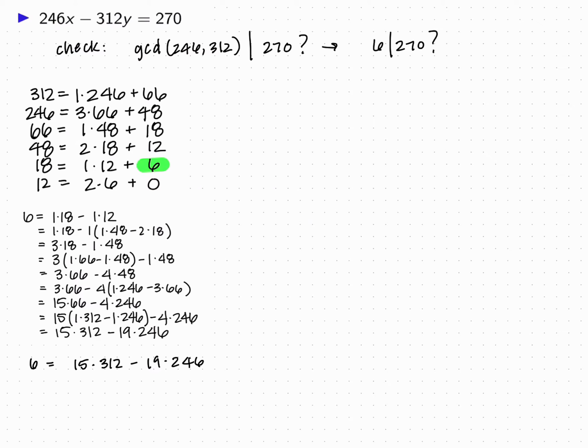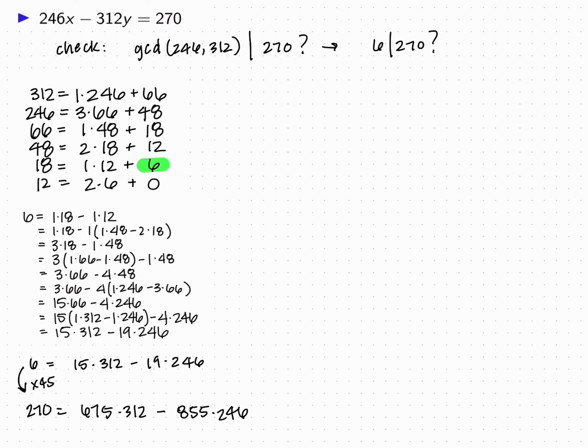But I don't want 6 to be a linear combination of 246 and 312. I would like for 270 to be, which means I need to multiply everything by 45 so I can get to that 270. So 270 equals, I'm going to multiply by 45. When I do that, I get 675 times 312 minus 855 times 246.